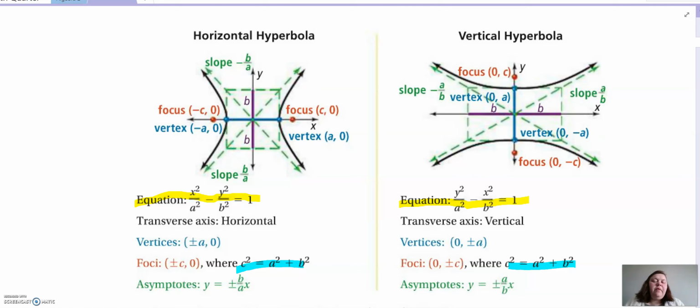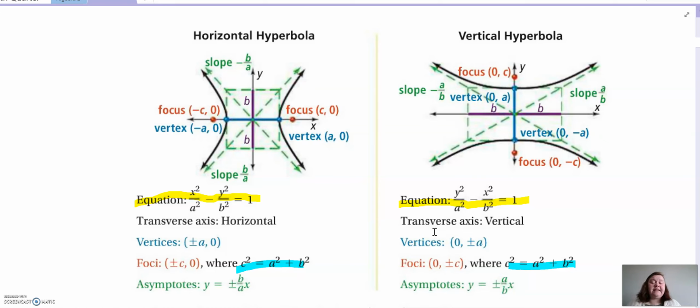So you might be wondering why b over a is for one, a over b is for the other. Well, it comes down to the original equation that we're using for our hyperbolas. Now, if we look at our horizontal hyperbola here, it's x squared over a squared minus y squared over b squared equals 1. And for the vertical hyperbola, it's y squared over a squared minus x squared over b squared equals 1. Notice the order of x and y have changed between the two equations. Now, in both equations, the a squared is first, b squared is second.